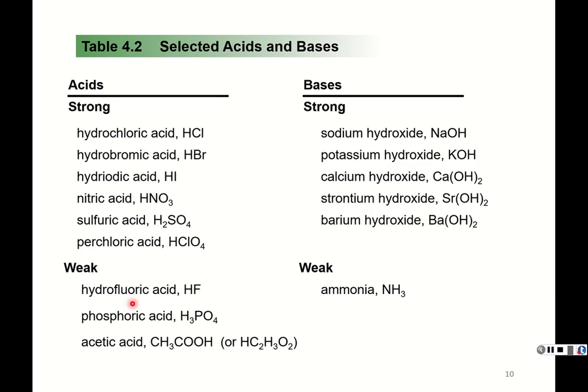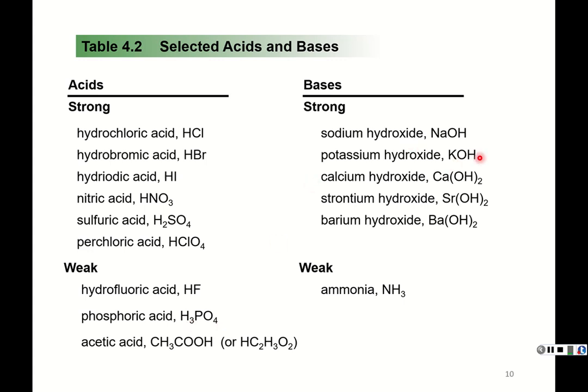Right. So some examples of weak acids that you see more often, especially in this class, are HF, H3PO4, phosphoric acid, and acetic acid. And in fact, anytime you see this COOH, that's going to be an organic acid. It's a carboxylic acid group, and you can assume those are always weak acids.